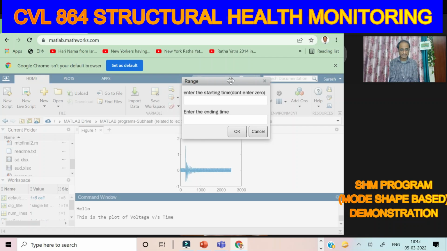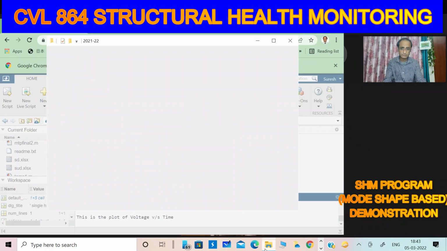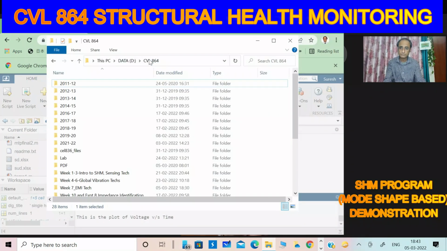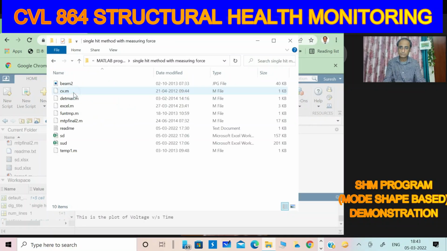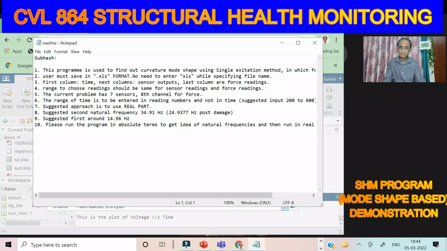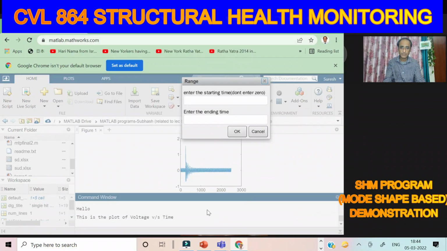But we have to very carefully select the data. So for this, basically I am selecting the data. There is a guideline also here. Now we see where the point of application of the force is. So this window is most important. I am choosing somewhere here. So 200 to 600 I am choosing.